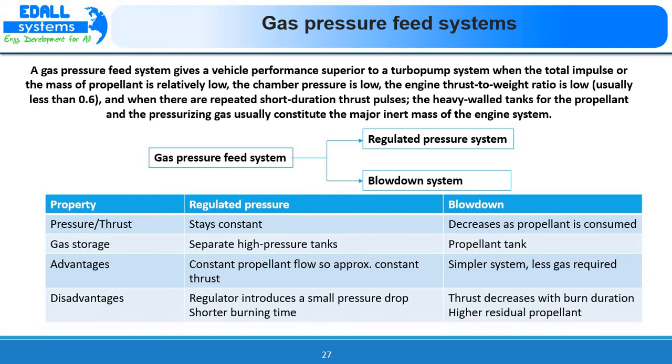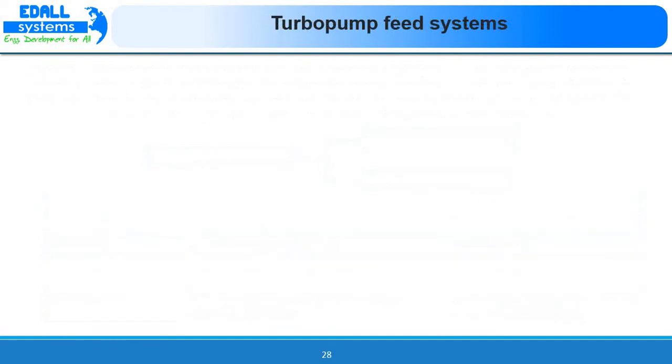The advantage of using regulated pressure is that constant propellant flow is managed, so it gives approximately constant thrust. And for blowdown, the advantage is that it is a very simple system and less gas is required. This is obvious because gas is stored within the propellant tanks itself. The disadvantage for the regulated pressure system is that a regulator is present, so it will introduce a small pressure drop, which will give shorter burning time. While the disadvantage for a blowdown system is that thrust decreases with burn duration and higher residual propellant is left. These are the two gas pressure fed systems used in today's rocket engines.